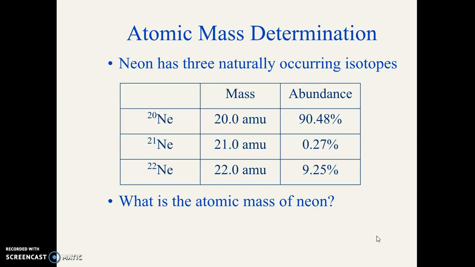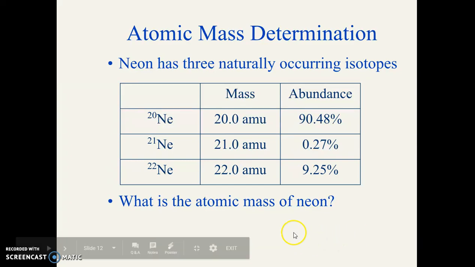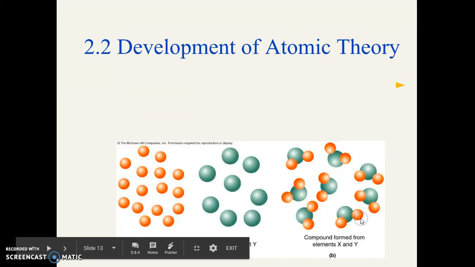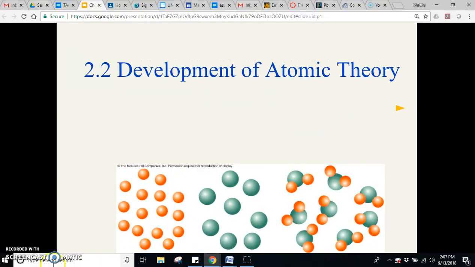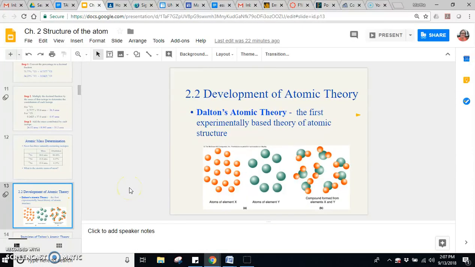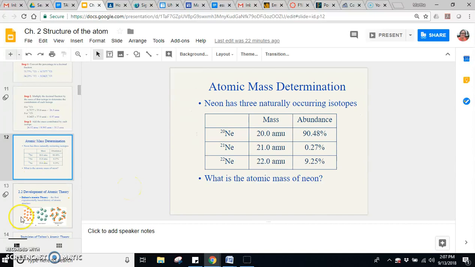So I want you to try this practice problem. We will go through it in class. We will review this, and we're going to do some more practice with weighted averages in class. But this one, I want you to try to solve the neon problem. And you can pause as needed.